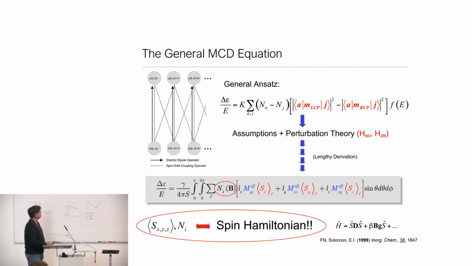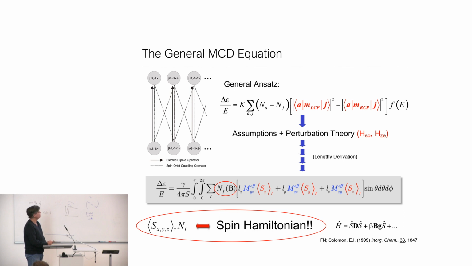But this one always works, and I think what that equation brings out is really the connection between EPR spectroscopy and optical spectroscopy. It says that the MCD signal is proportional to a constant, and then there is a sum over the magnetic sublevels of the ground state, its Boltzmann population, and then for each of these magnetic sublevels you have spin expectation values.